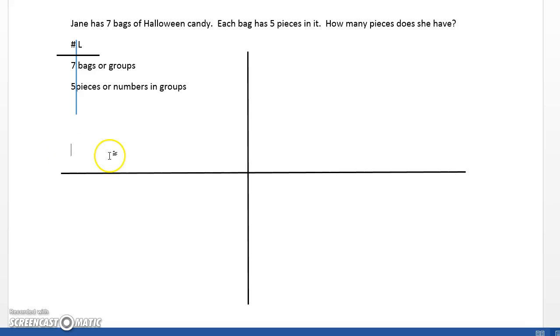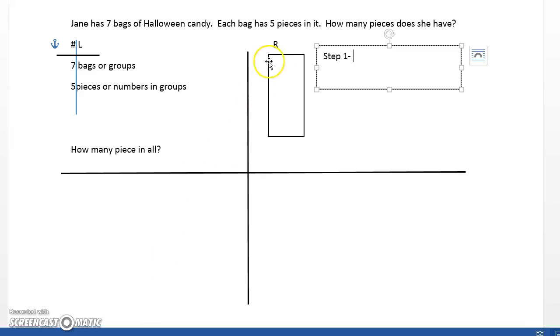And then I have to remember what my question is. What am I trying to find out? So it's how many pieces in all, and that's another clue that's going to help us understand what exactly we're looking for.